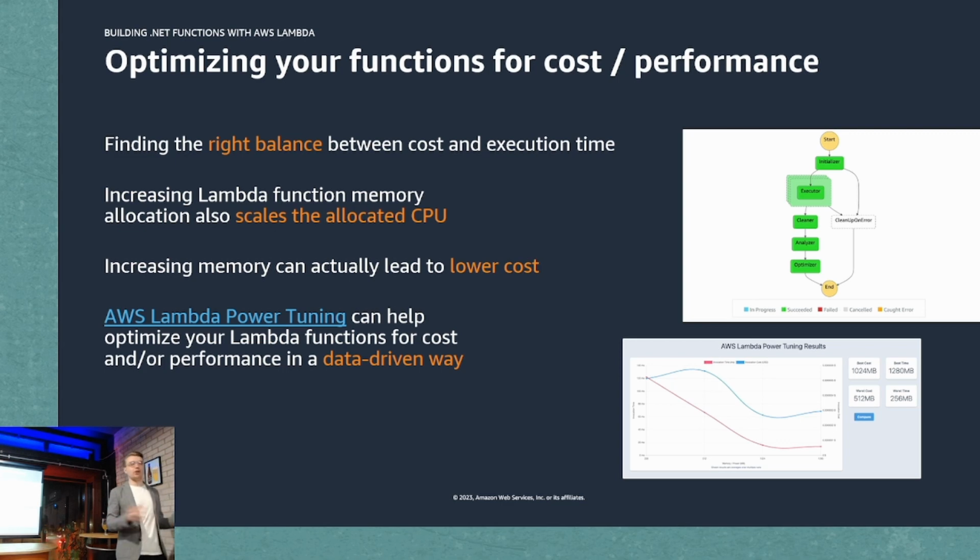So the sweet spot for .NET seems to be about 1 GB of memory, which is, the lowest you can do is 128 meg and the highest is 10 gig. And the sweet spot seems to be about 1 gig for most .NET applications.